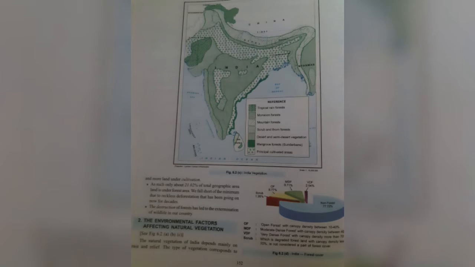The amount of rainfall and variation in relief, the others being the duration of sunlight and the type of soil. So these factors affect the natural vegetation.